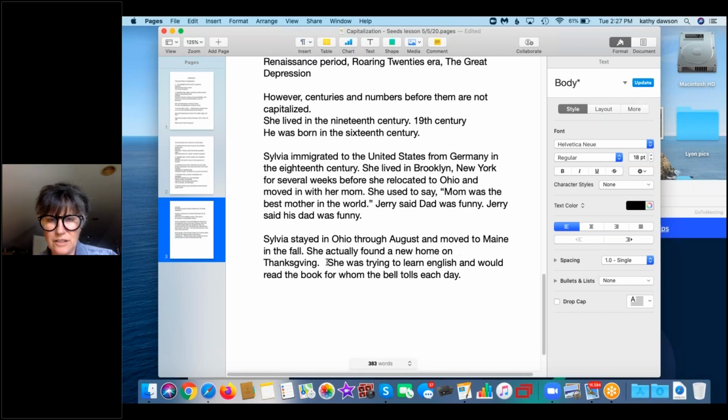Last sentence. She was trying to learn English and would read the book For Whom the Bell Tolls each day. So what needs to be capitalized in this sentence? English. Yep. Now, what about Bell Tolls? This is the name of a book by Ernest Hemingway. If you don't know the book, this is not going to make any sense probably. But the title. I'm going to bold the title of the book.